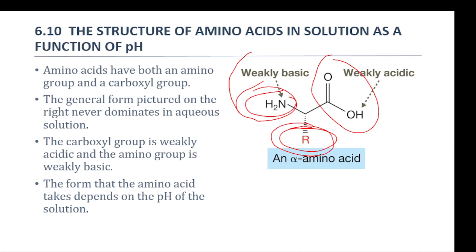Carboxylic acid is an acid. The amine is a base. And so what happens when you put this in water? Yeah, this deprotonates, right? And this gets an extra H, doesn't it? Plus, minus. So typically when you put an amino acid in water, it actually self-deprotonates and reacts with itself, as an acid and base.